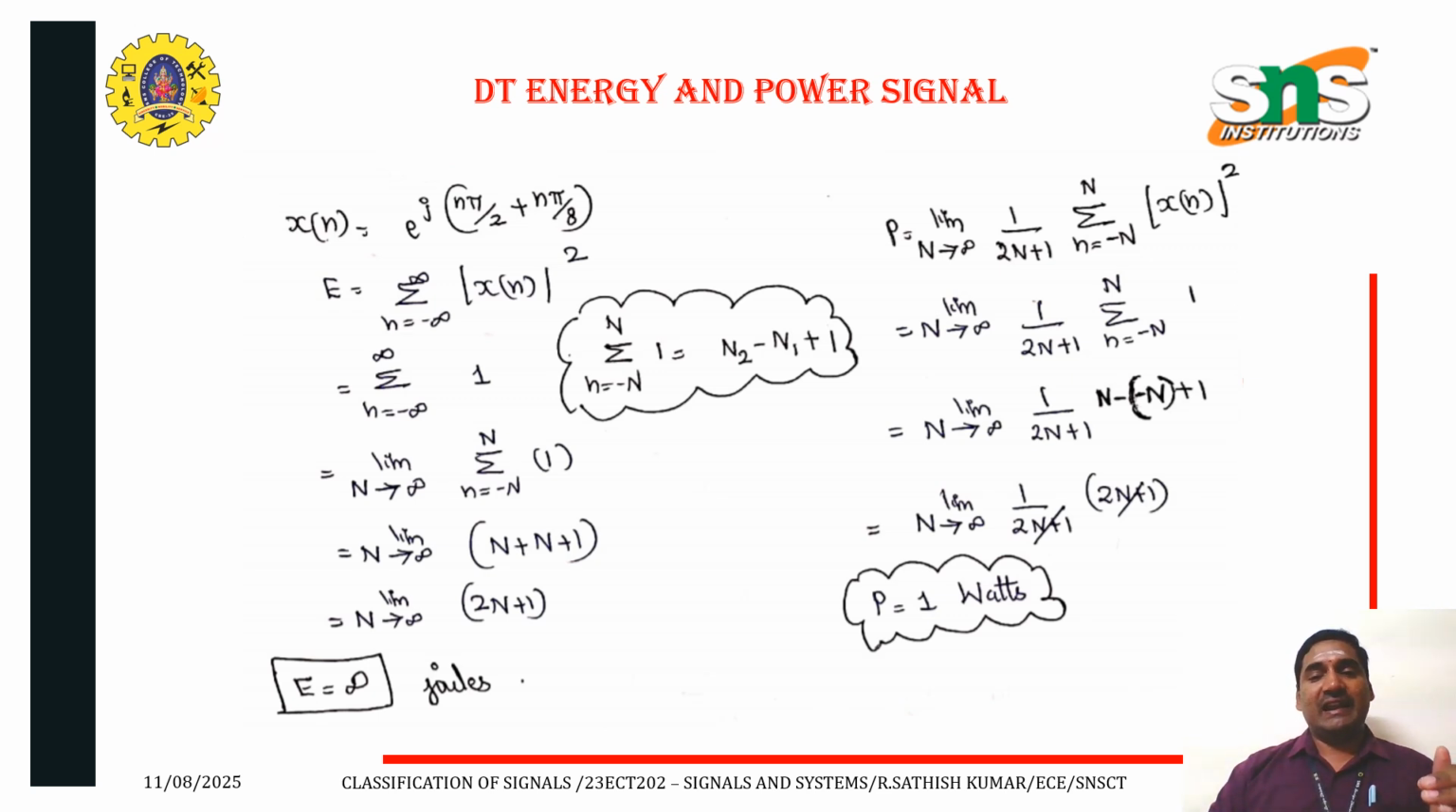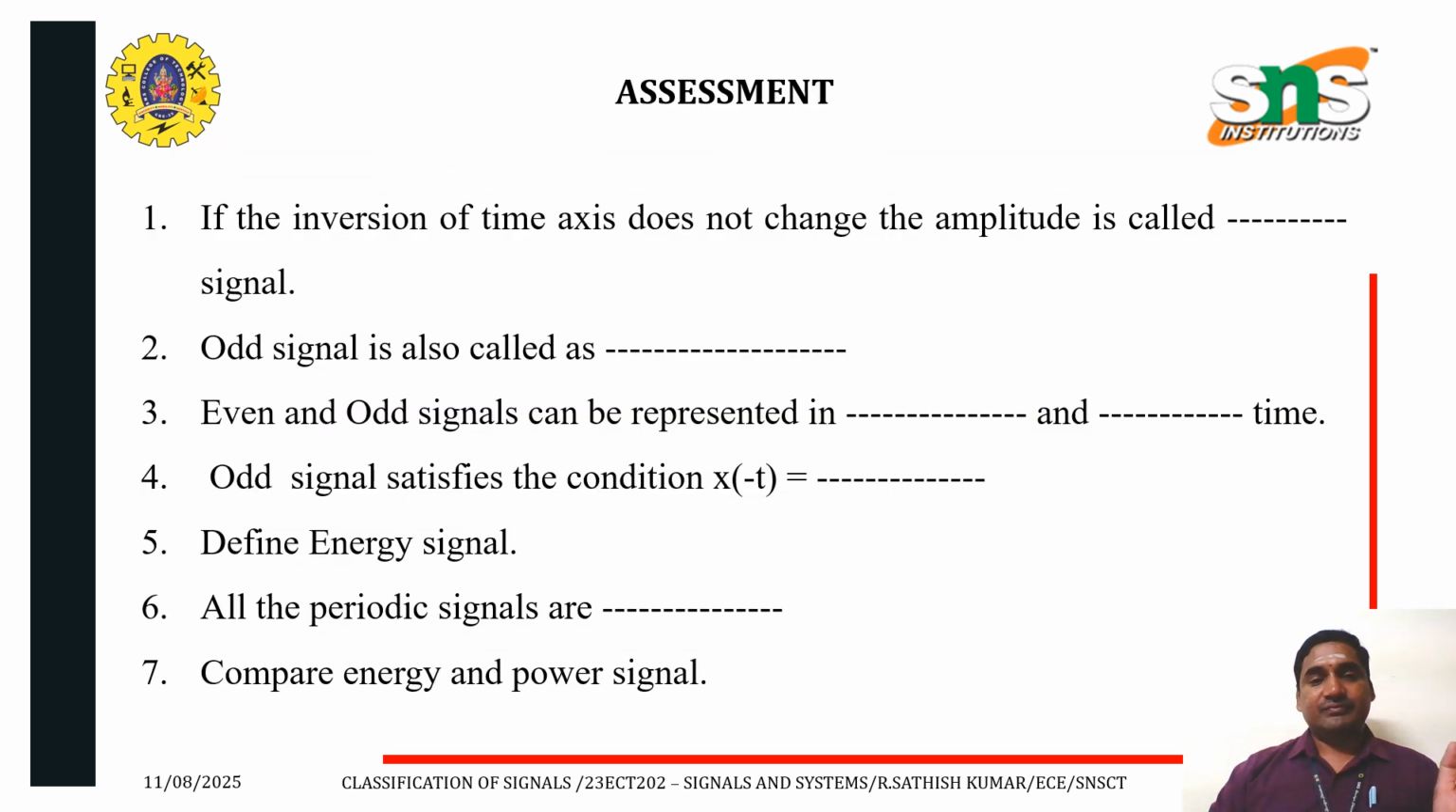Similarly, for the power of the signal, the limit as N tends to infinity of 1 by 2N plus 1 times the summation from n equals minus N to plus N of x of n the whole square. If the magnitude of x of n is equal to 1, we can substitute 1 by 2N plus 1 times N minus of minus N plus 1, so 1 by 2N plus 1 times 2N plus 1. 2N plus 1 gets cancelled. Therefore, power is equal to 1 by 1 watts.